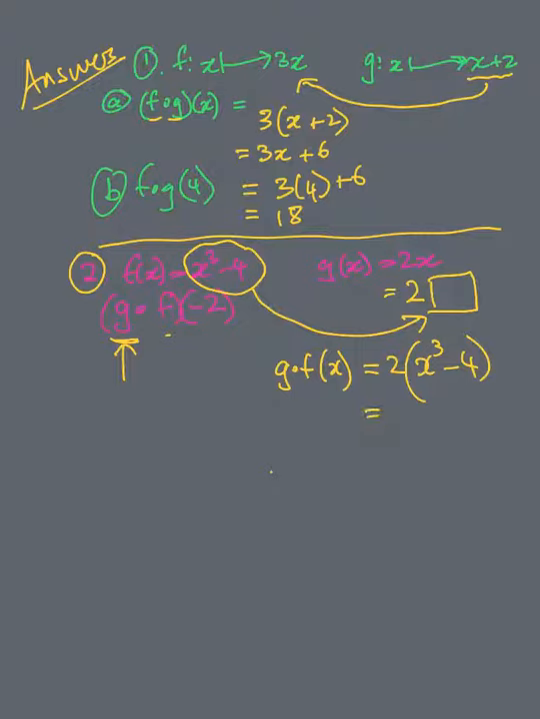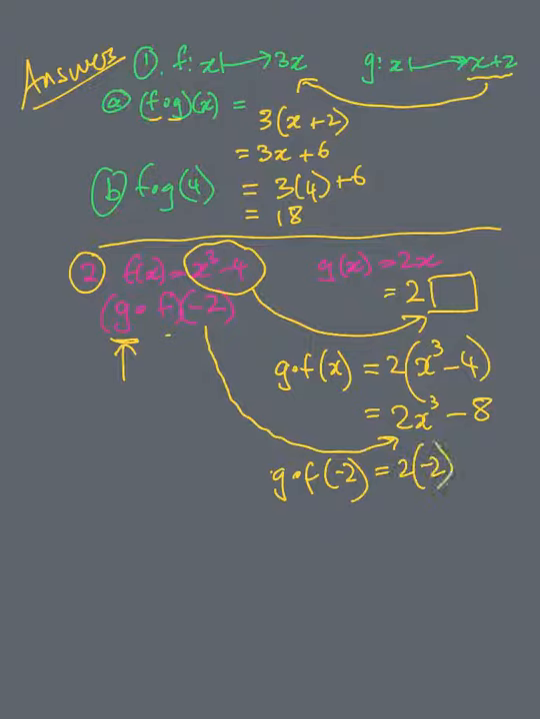Okay, so that's 2x cubed minus 8. Now I can substitute in the negative 2 because that's the equation I have. So therefore g of f of negative 2 is going to be 2 times negative 2 cubed minus 8, which is equal to 2 times negative 8 minus 8, which is equal to negative 16 minus 8, which is equal to negative 24.